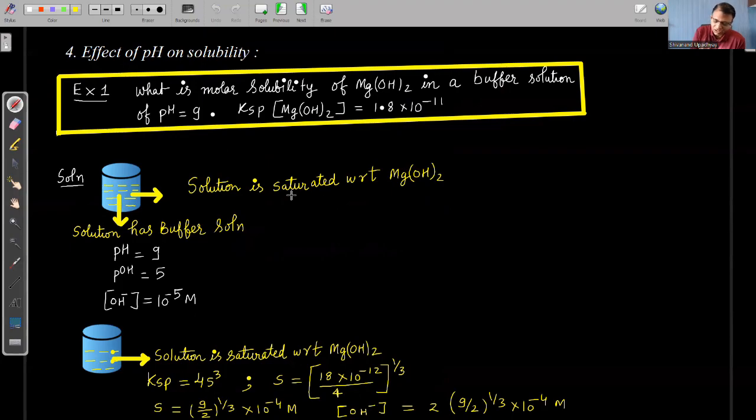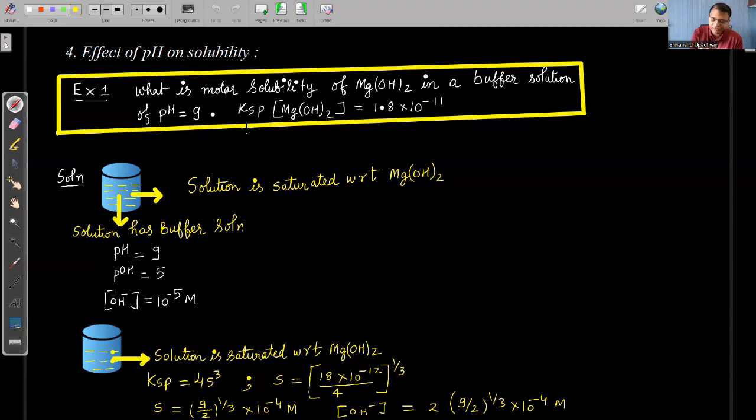So we have a saturated solution. It is not mentioned in the question, but it is common sense that when we are talking about equilibrium, the solution must be saturated. So the solution is saturated with respect to magnesium hydroxide. Apart from magnesium hydroxide, there is a buffer solution. It is not mentioned what this buffer is made of, but the property of a buffer solution is that the change in pH is very small, means pH is almost constant in this solution. If we add something, there is no change in pH. Here we are not adding, and they have given that the pH of this buffer solution is 9.